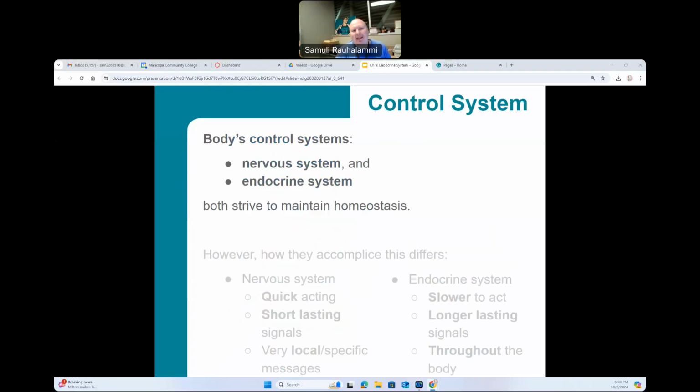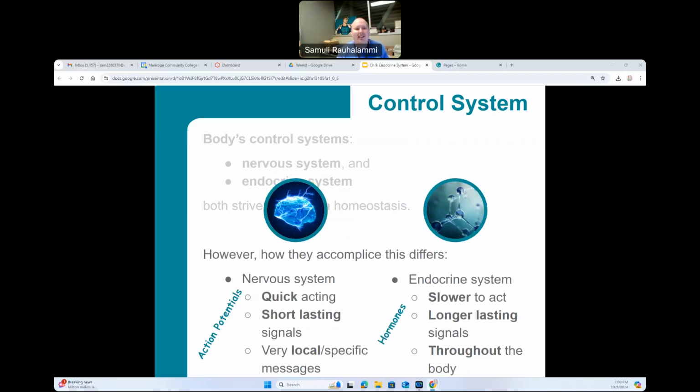So what we end up seeing is that all other body systems are really controlled by two systems. We have our nervous system, which we have just discussed in our previous material. And then we're going to have our endocrine system, which is the topic that we're focusing on today. And the purpose of both of these systems is really to regulate other systems. However, how these two systems accomplish this job differs greatly. Let's have a look at that.